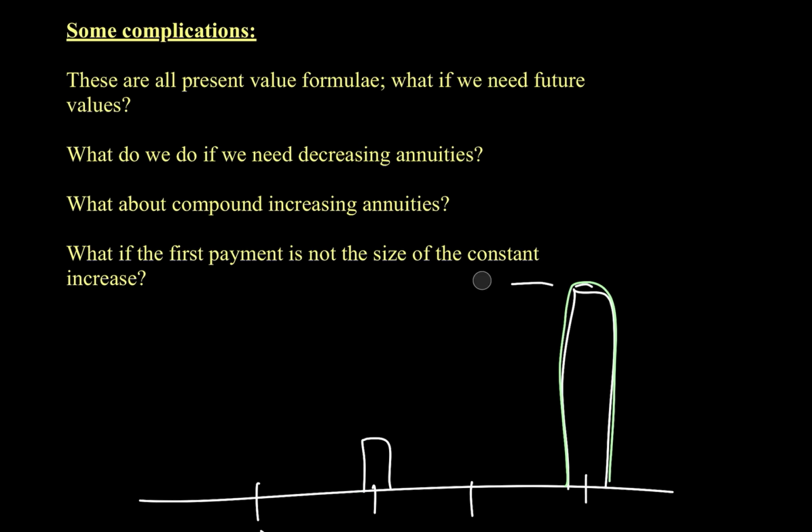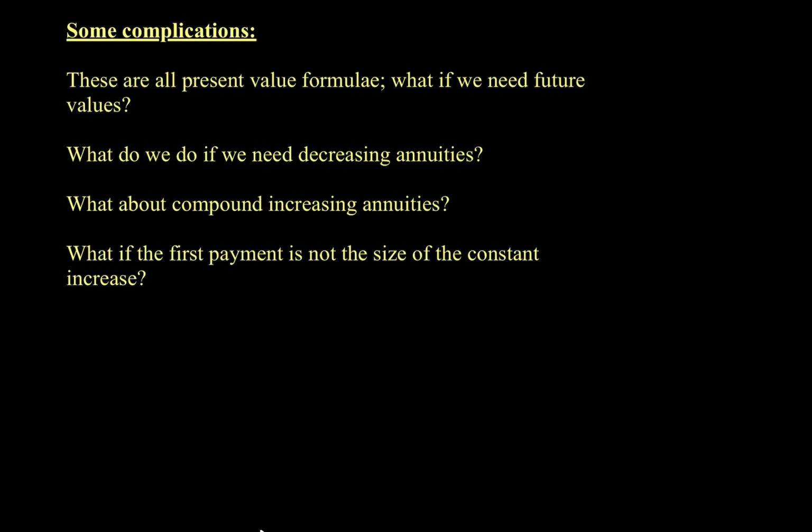Okay, so what about compound increasing annuities? So this is a good question. Now, these annuities that I've been speaking about are strictly when the gaps between the payments or the increase in payments is constant. So if they compound increasing annuities, these formulae no longer apply. So what we use then is just first principles. So we might have a payment, so compound increasing could look something like this with a payment like that.